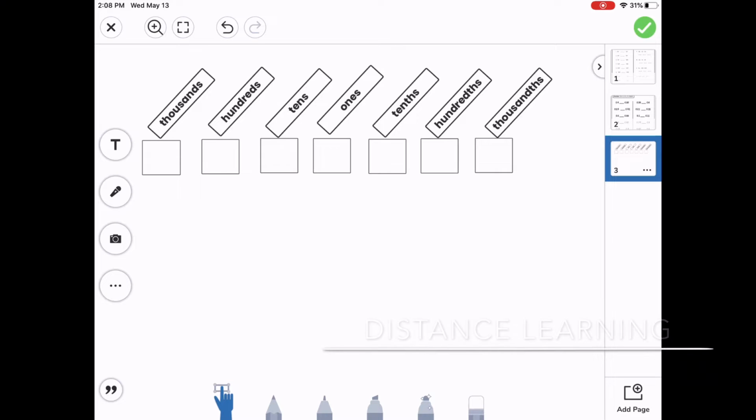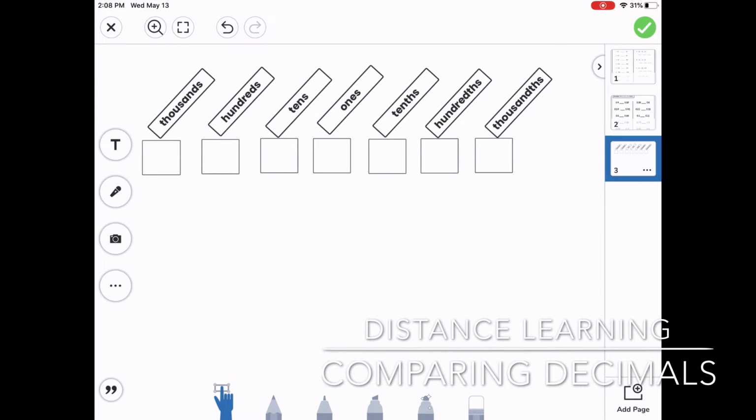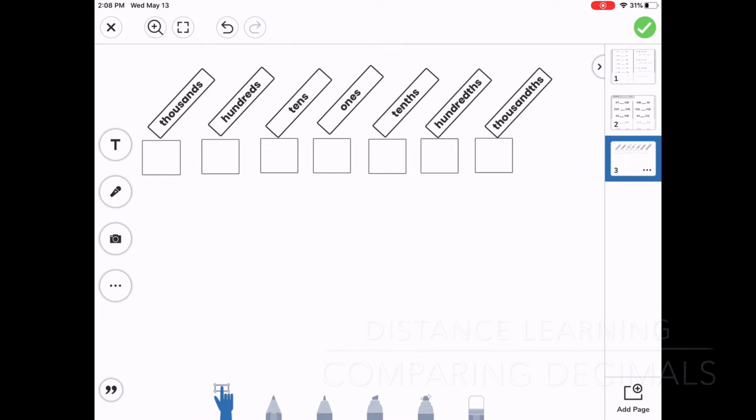Good morning, fourth graders. Today in math, we're going to take a step back from fractions and talk about decimals a little bit. What I've created here is a place value chart, similar to the one that we had on the board at the front of the classroom above the whiteboard.